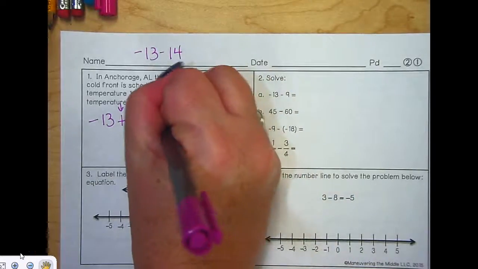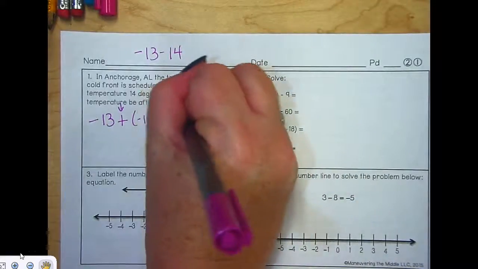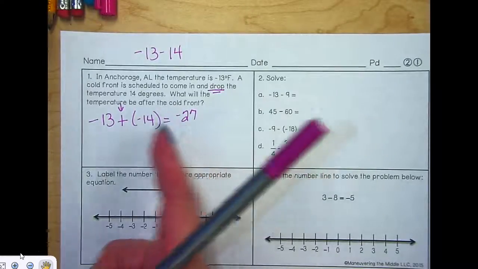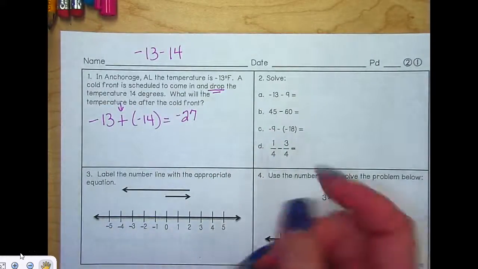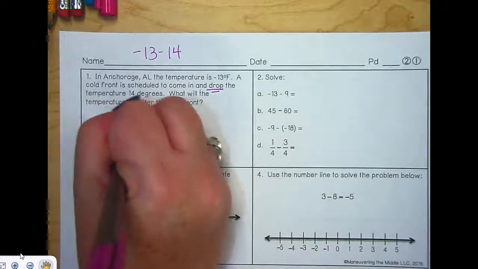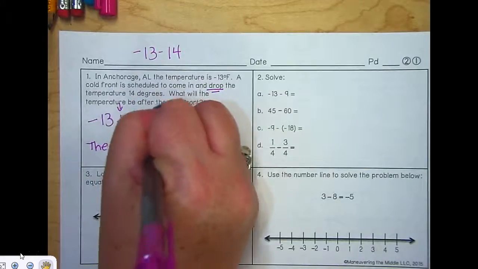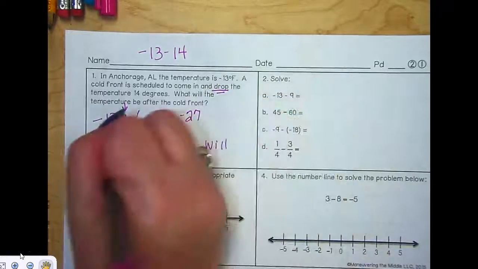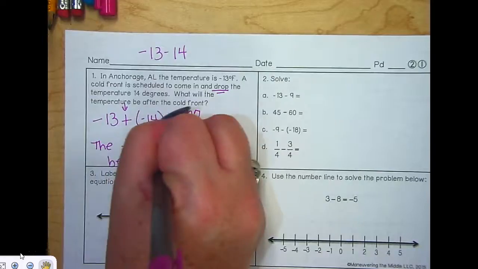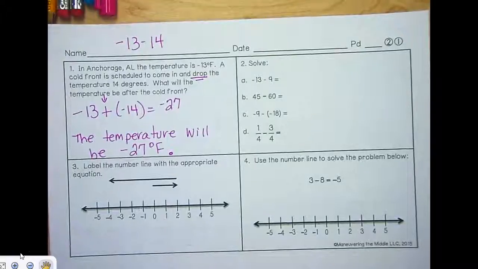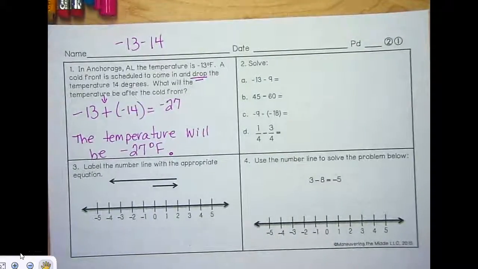And what is our answer for that? Negative 27. When the signs are the same, you add them together and keep the sign. And so word problems need to have words in the answer. What will the temperature be after the cold front? The temperature will be negative 27 degrees Fahrenheit, period. Capital letters, punctuation, units with the negative 27. Your work should look like that.